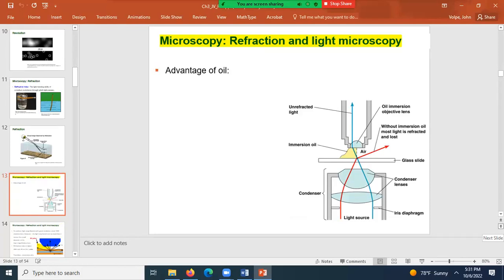Now the refraction of light is extremely important when using the microscope because when light comes through the glass of the slide and then leaves the glass and enters the air, light will refract. And some of the light will be refracted away from the objective lens. So it will not be collected by the objective lens. And that would be this ray here, which is refracted away.